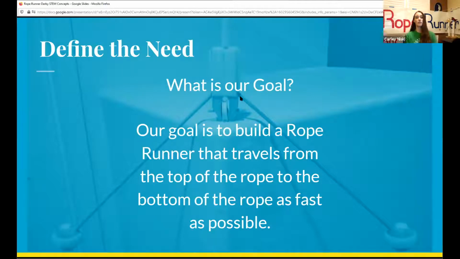Now, define the need. What is our main goal when creating a rope runner? So we're trying to build a rope runner that travels from the top of the rope to the bottom of the rope as fast as possible. This does not mean that you need to make your rope runner faster than the starting base rope runner that you get. In order to achieve this goal, we'll be making the structure of a rope runner design as fast as possible. So creating a design that uses what we learned to be sleeker and faster. That way we can still create a design that is the object or the creature that we want it to be.